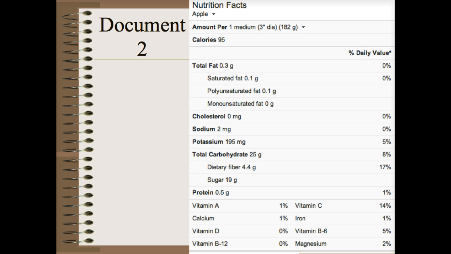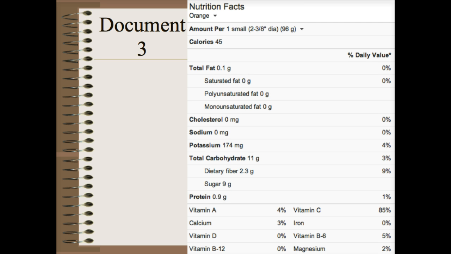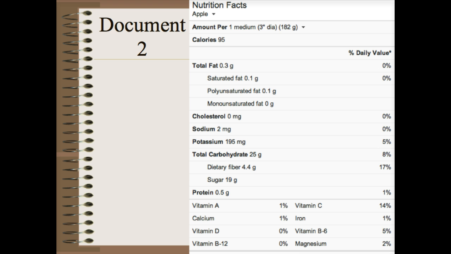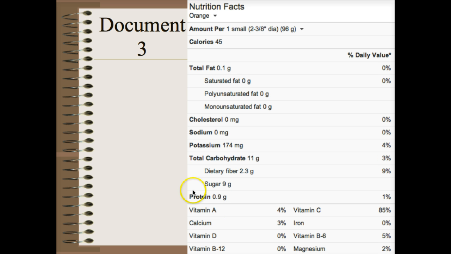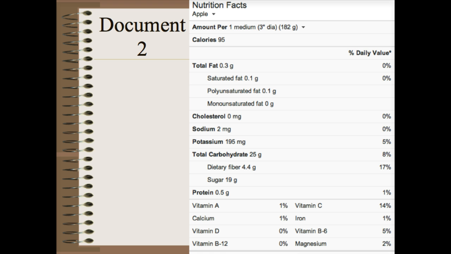Document 2 gives us nutrition facts for the apple. It shows us calories and cholesterol and vitamin information. You have another document that shows that for oranges, for document 3. So I could use this to note differences in calories. A typical orange only has about 45 calories, while an apple has about 95. An orange also has 85% of your daily required intake of vitamin C, while an apple only has 14%. I could show that both have 0 cholesterol and 0 sodium.